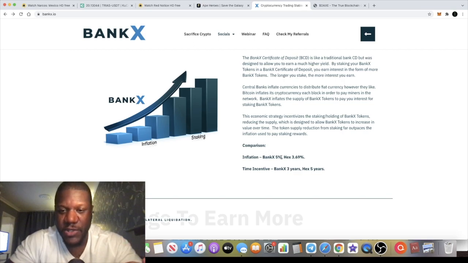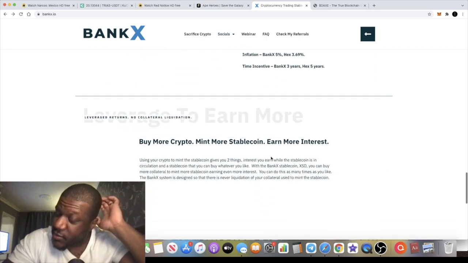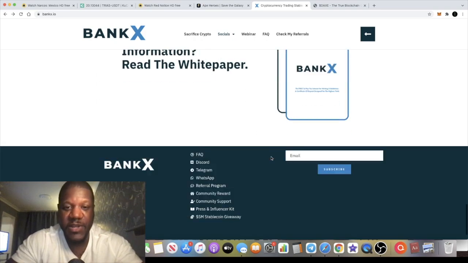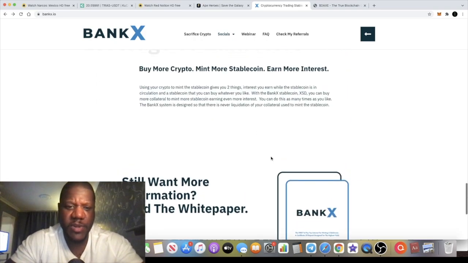And you've got a comparison here with Bankx at 5%, with Hex at 3.69% inflation, and a time incentive with Bankx over 3 years and Hex over 5 years. So they're trying to improve the Hex model. Okay, now one thing they don't have is Richard Hart. We don't know if the team on this is doxed, but they should be, actually.